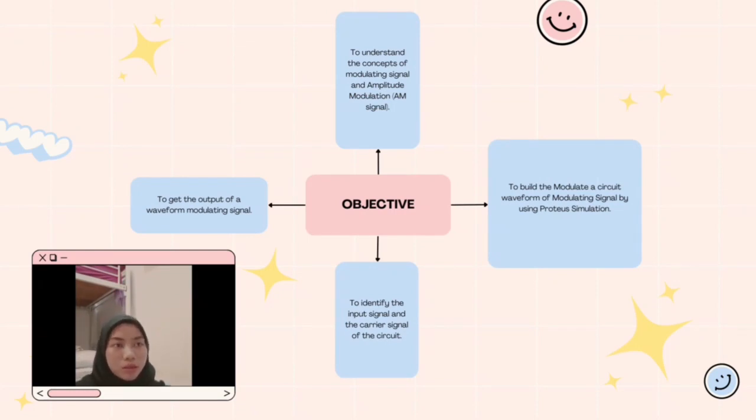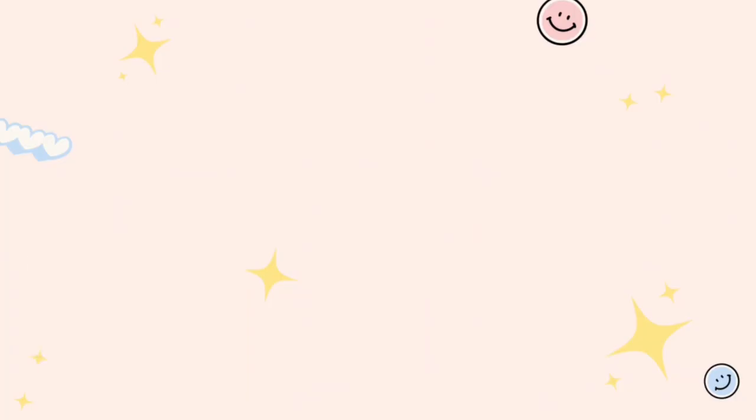The objectives in this project are, the first one, to understand the concept of modulating signal and amplitude modulation, the second one is to build the modulated circuit waveform of the modulated signal by using simulation, the third one is to identify the input signal and the carrier signal of the circuit, and lastly to get the output of a waveform modulating signal.